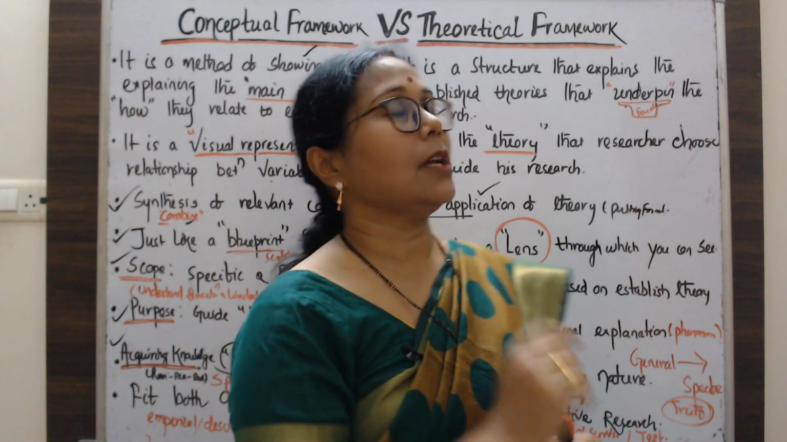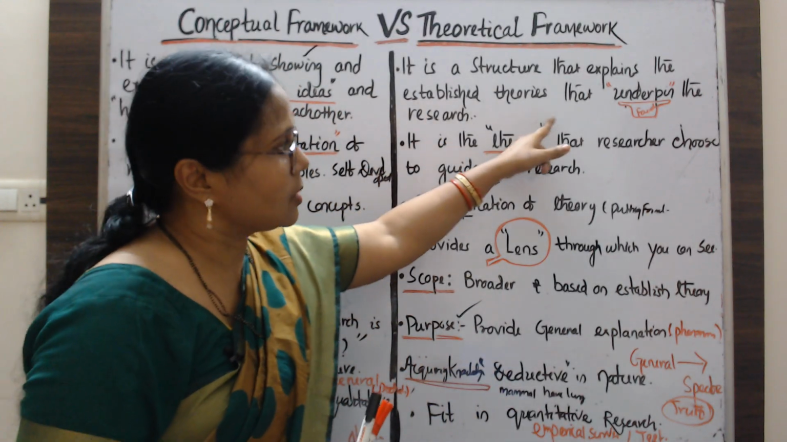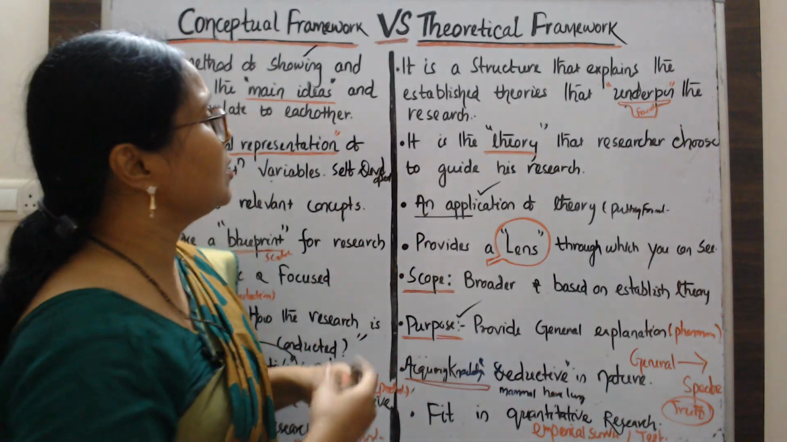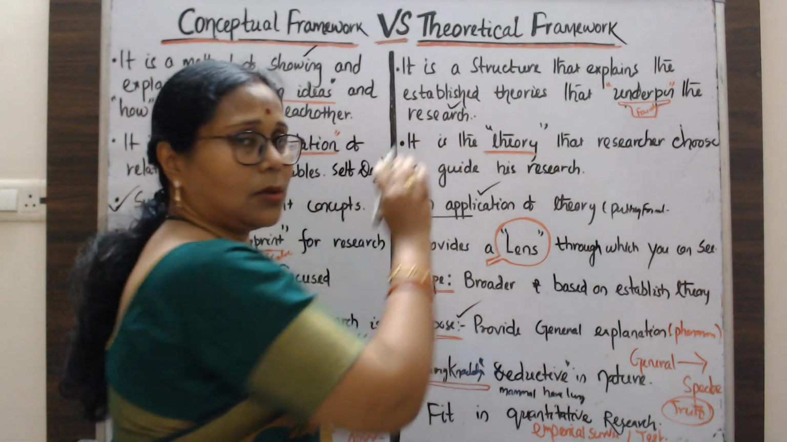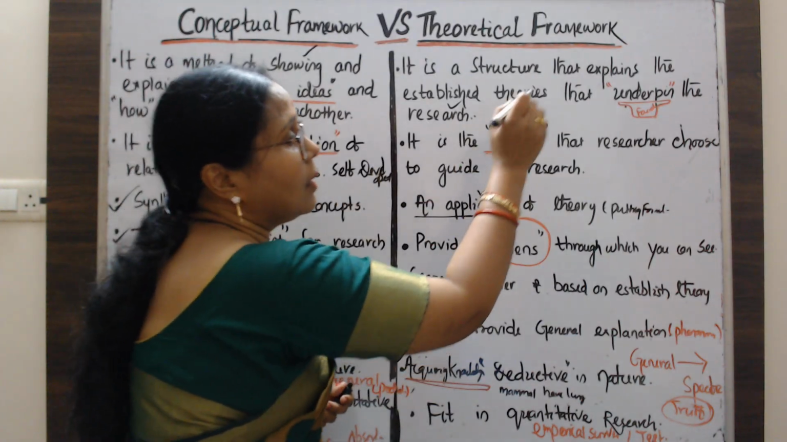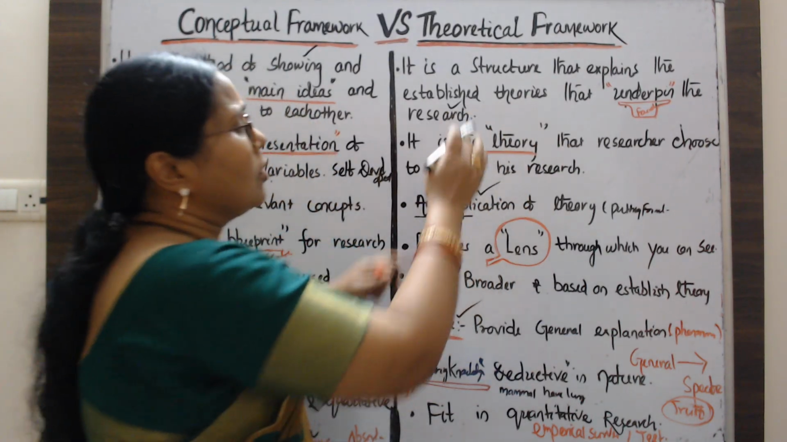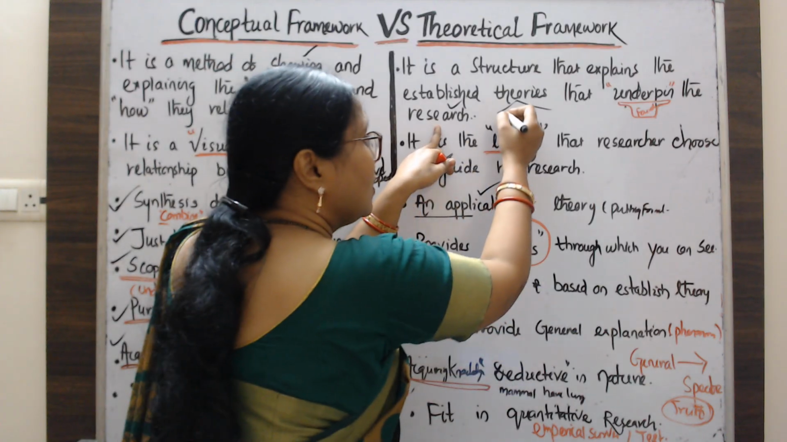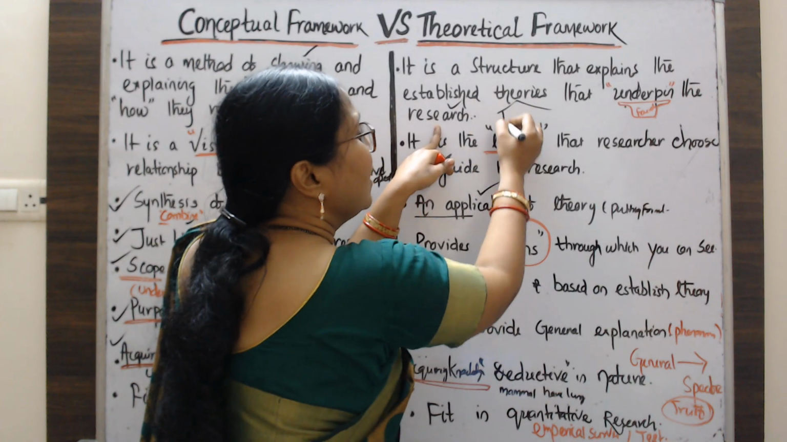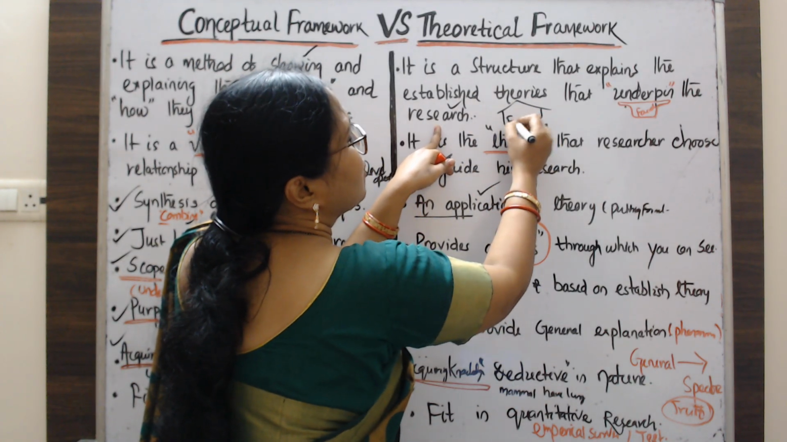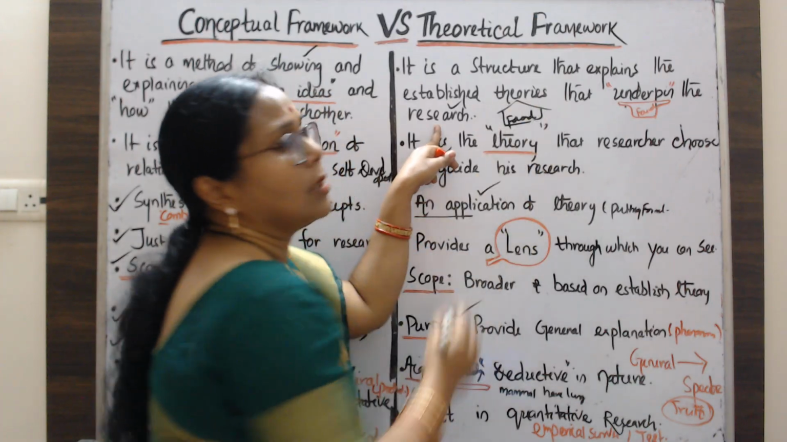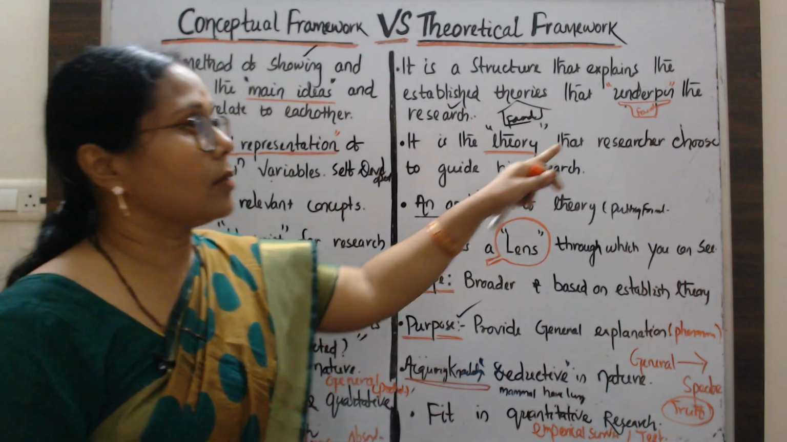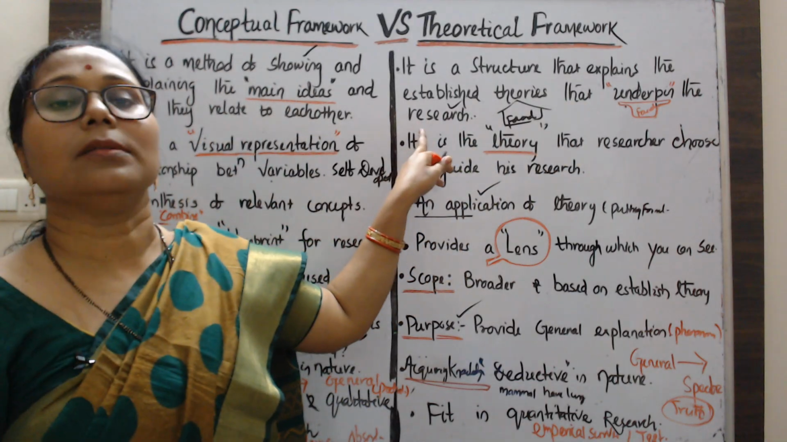But the theoretical framework is a structure that explains the established theory. Established theory means a theory that has been published, the theory that underpins the research. Suppose you want to build your research, and this theoretical framework provides you a foundation on which you build your research. That is called underpinning the research.